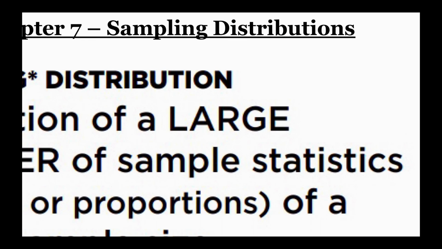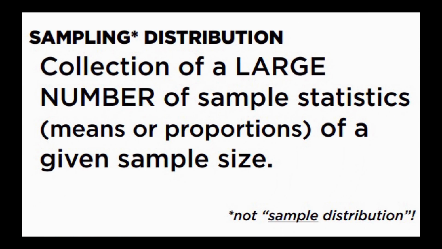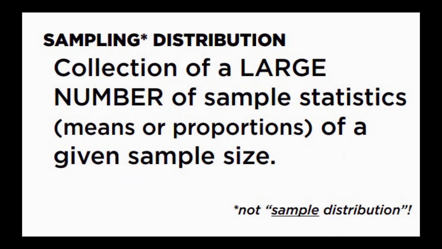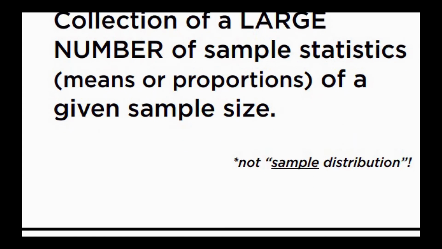Distributions of samples. Okay. So a sampling distribution is a collection of a large number of sample statistics, means or proportions. Means are averages, right? A bunch of averages, or proportions, right? Fractions, decimals, percents of a given sample size. So from now on, we're going to look at things based off samples, sample sizes. It's not sample distribution, it's sampling distribution.